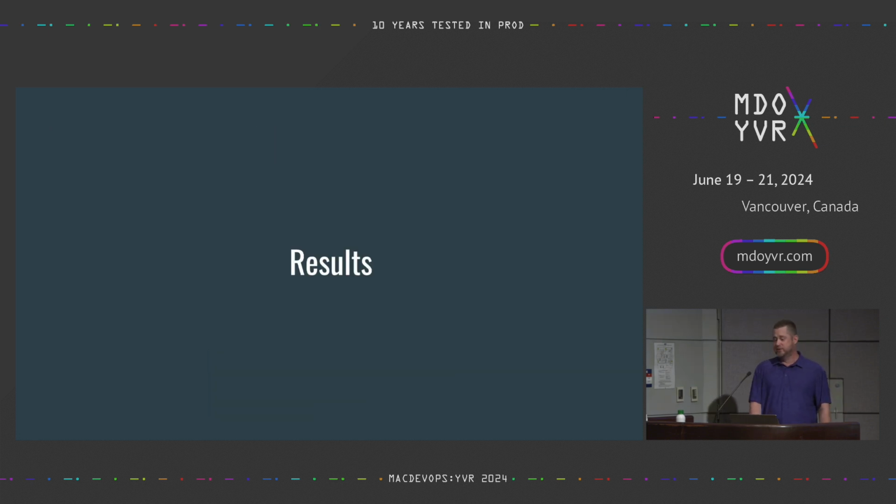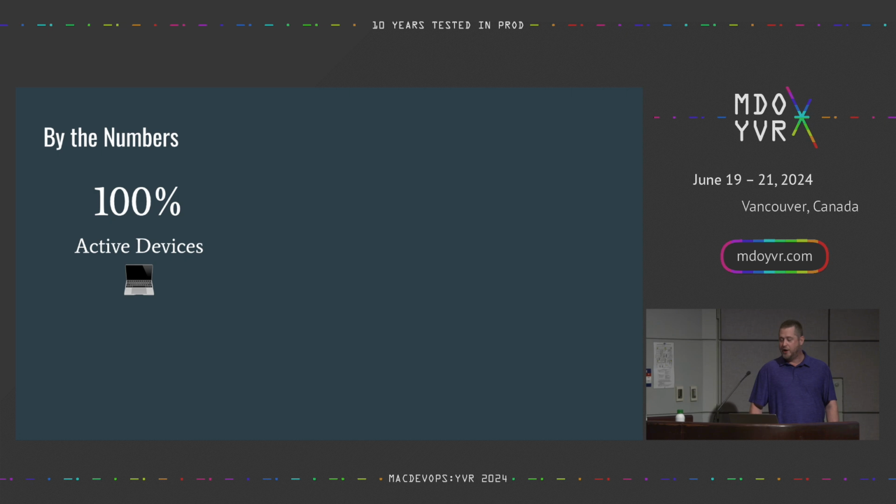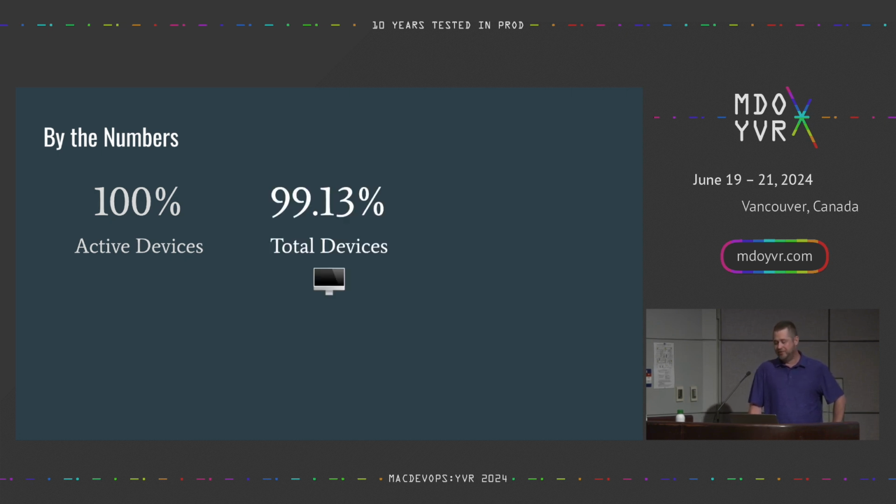So what results did we see? 100% of active in-use devices have been migrated. We've got 99% of total devices that we expected to migrate have been. We've got some users on leave. We've got users who got new Macs and still haven't shipped back their old one. It's sitting in their closet. Those pretty much make up that last 1%.